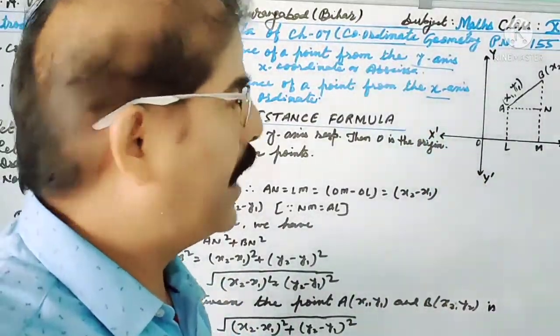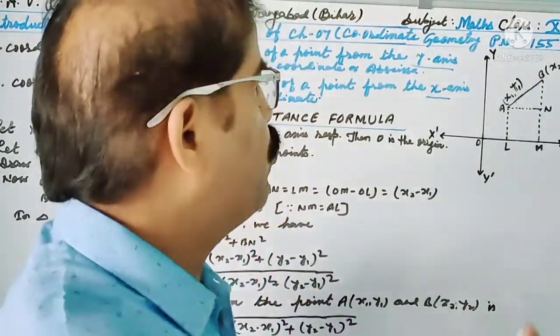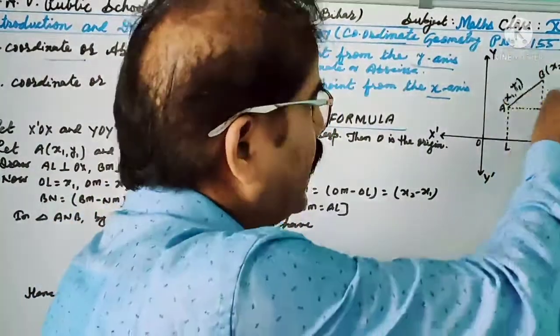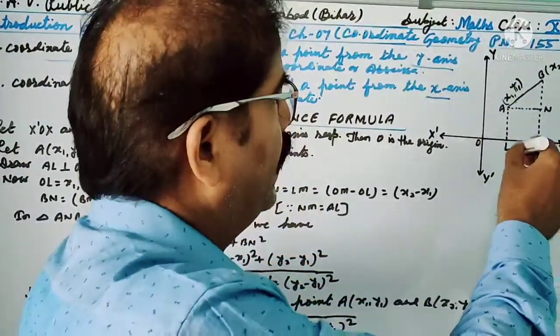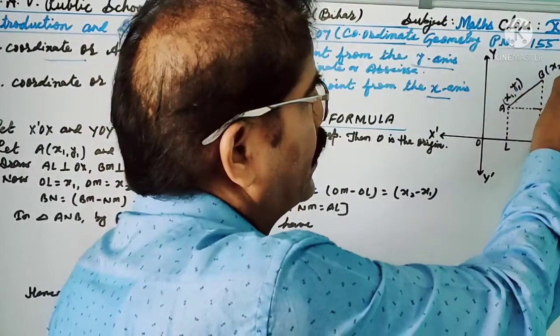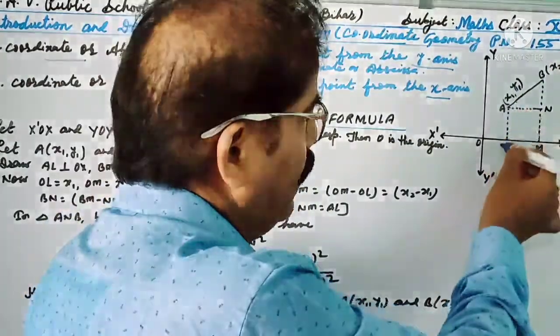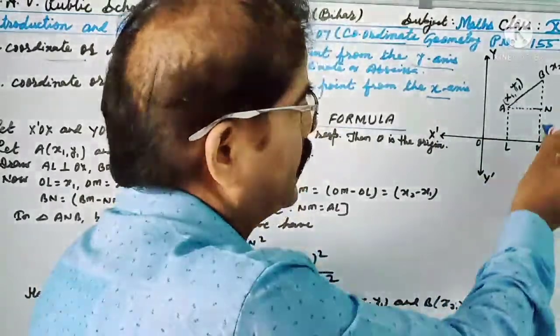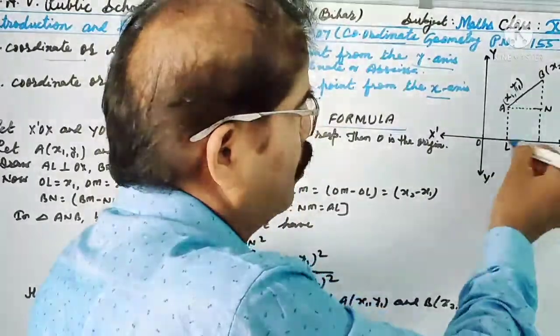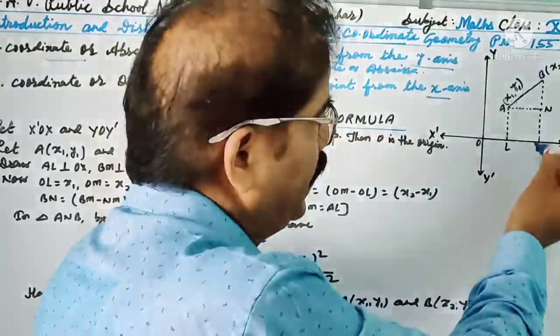Now, finding the distance formula: given 2 points A and B in a Cartesian plane whose coordinates are x1, y1 and x2, y2. You draw AL perpendicular to OX, BM perpendicular to OX, and AN perpendicular to BM.